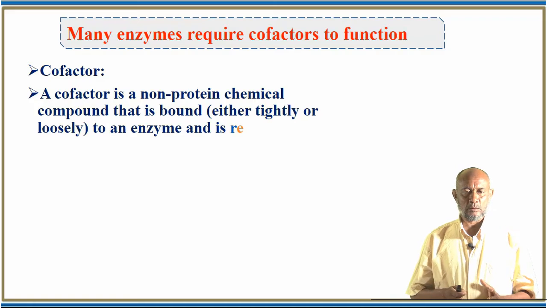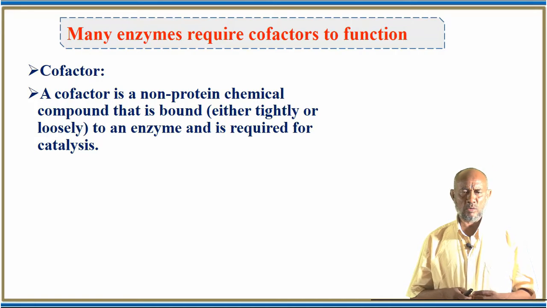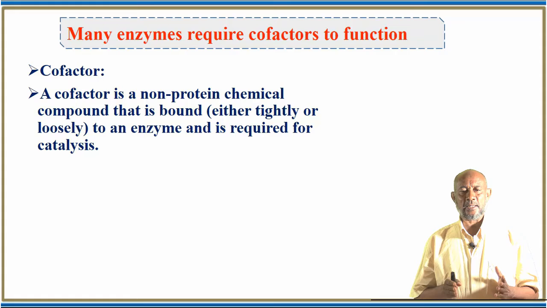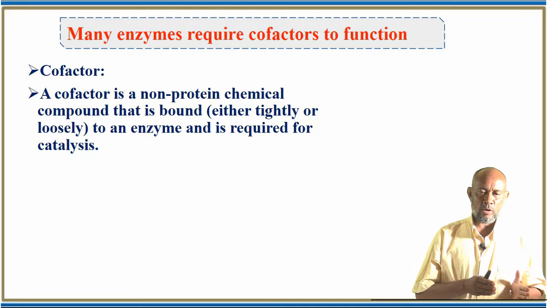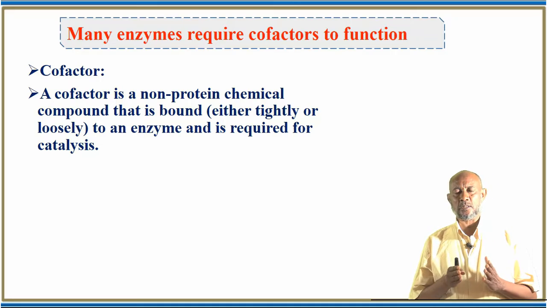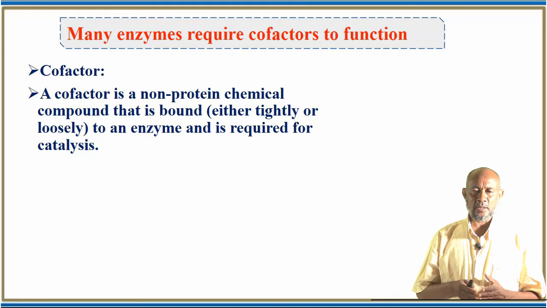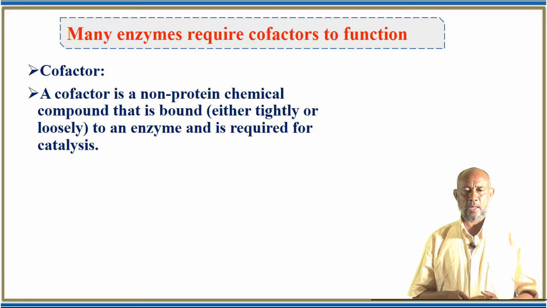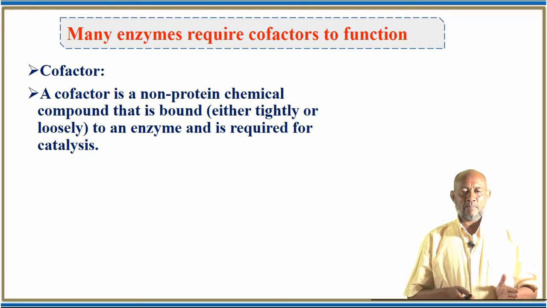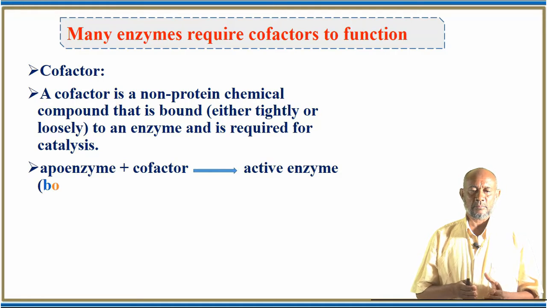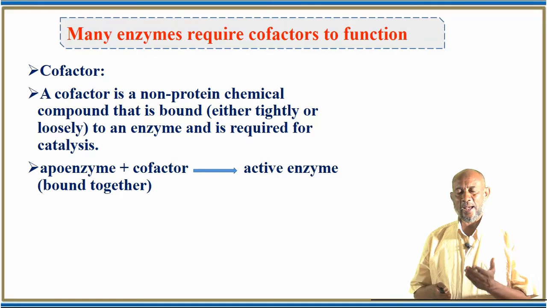As we already said, a cofactor is a non-protein chemical compound that is bound either tightly or loosely to an enzyme and is required for catalysis. When it is tightly bound, it is the prosthetic group, which is an inorganic ion. But when it is loosely bound to the enzyme, it is an organic compound. Most of the time it is derived from vitamins, and these are also known as coenzymes. The apoenzyme with the cofactor bound together make an active enzyme.